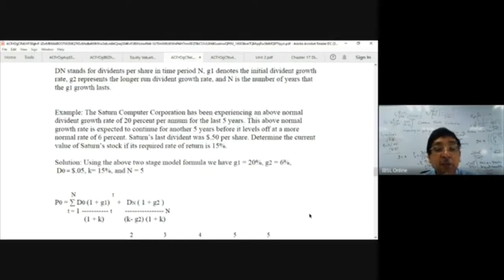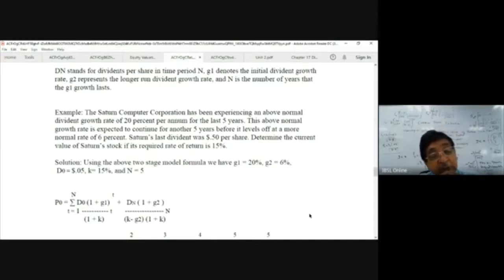What is D0? That is 0.5. So 0.5 into 1 plus G1, which is 1.2, divided by 1 plus K. K is how much? 15%, the required rate of return. So 1.15. Then you add D0 into 1.2 to the power 2 divided by 1.15 to the power 2. Likewise, you should go up to 5. Then you get to the 5th year or the 6th year.